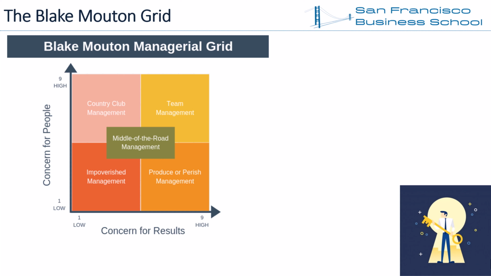5. Team management. High production, high people. According to the Blake Mouton model, team management is the most effective leadership style. It reflects a leader who is passionate about their work and who does the best they can for the people they work with.